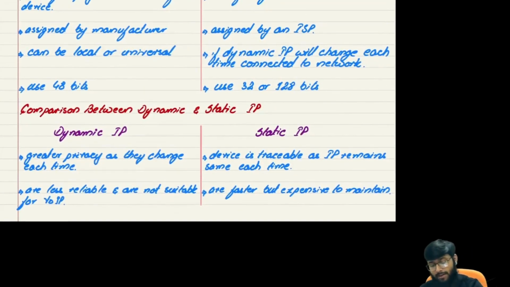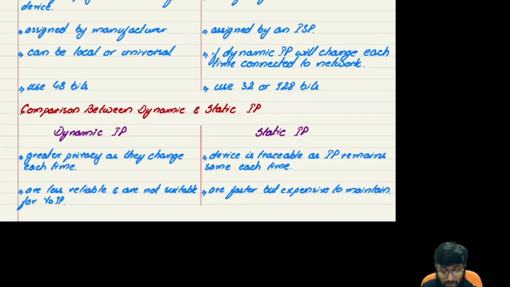Now, as I just told you, we have two different types of IPs, a static IP and a dynamic IP. According to the new course outline, the examiner does ask you to differentiate between static and dynamic IP. Taking the first point for the dynamic IP: greater privacy, because each time you log in, the IP is going to change. But the static IP won't change, so obviously there will be less privacy in comparison to the dynamic IP.